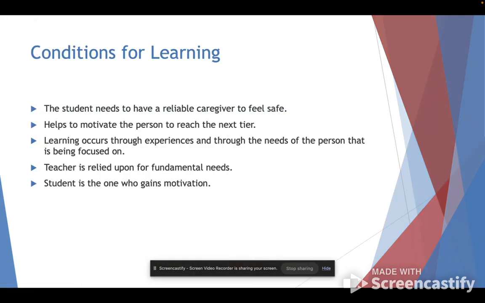So the conditions for learning. The students need to have a reliable caregiver to feel safe, which usually occurs maybe in the school or at home. So they need to have that reliable parent or the reliable daycare person or the reliable teacher for them to be able to feel safe to be able to achieve these other things. It helps to motivate the person to reach the next tier. So if they don't have something, it kind of motivates them. Learning occurs through experiences and through the needs of a person that is being focused on. The teacher is relied upon for the fundamental needs. So like I said earlier, the teacher kind of lays the groundwork for them to be able to reach those things. So they give them that safe learning environment, and the student is the one who gains the motivation.